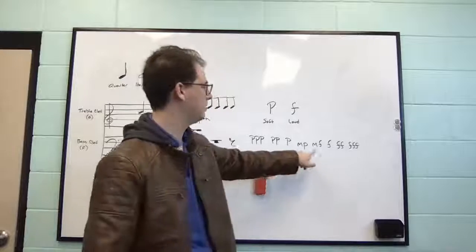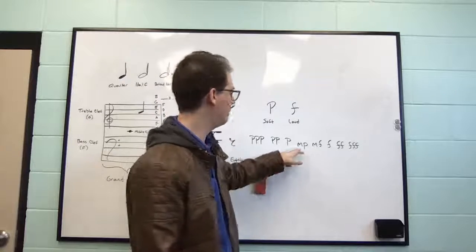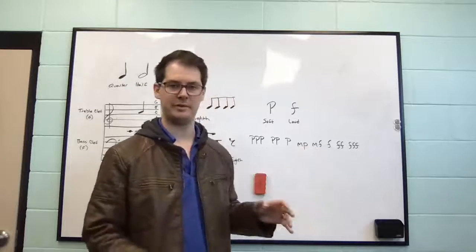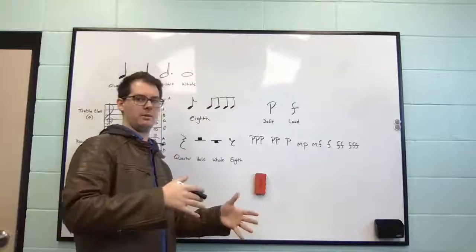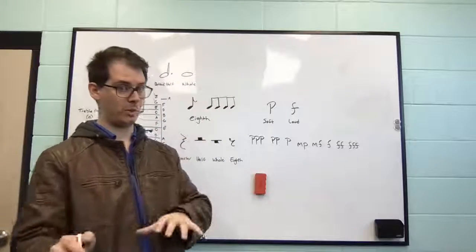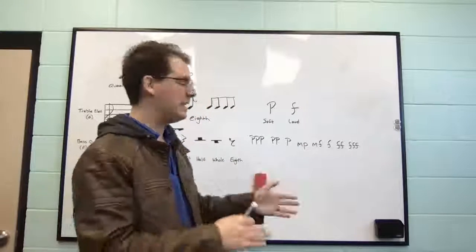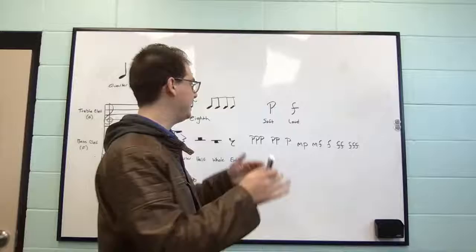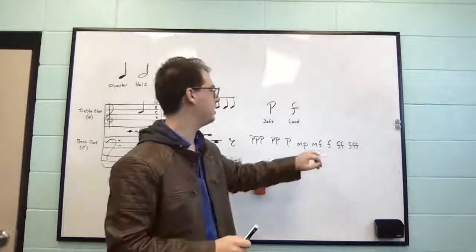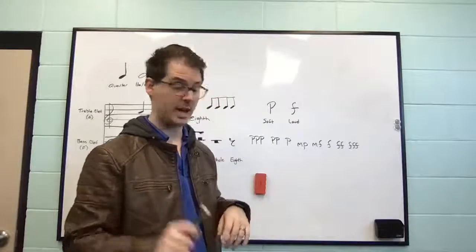So let's take a look at the two that are in the middle. So this is with an MP and MF. So that stands for mezzo piano or mezzo forte. So it basically just means medium soft or medium loud. So that's your mezzo piano and mezzo forte.